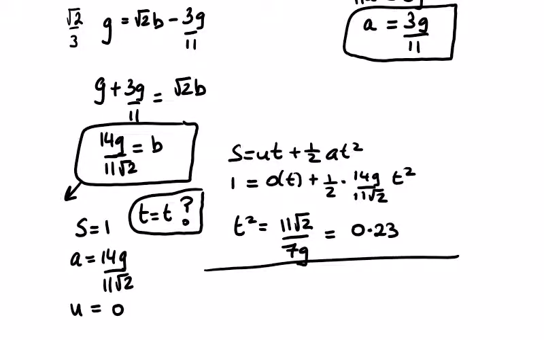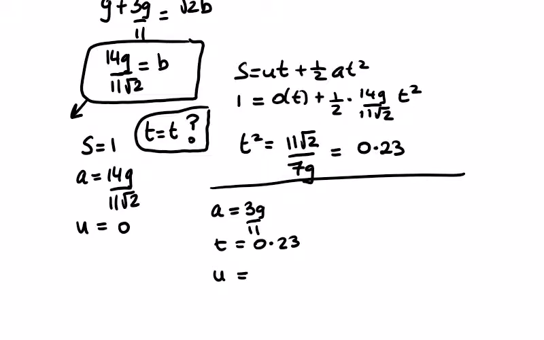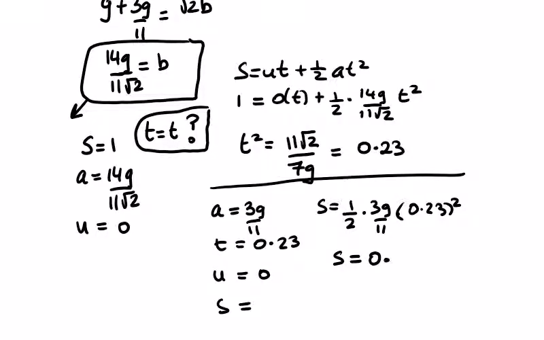So we just sub this in, we have the acceleration for the other particle of 3g over 11. We have time of 0.23. It started from rest, u is equal to 0, and we know the distance it would have traveled. So s is equal to ut plus a half at squared, so it's just a half by 3g over 11 by 0.23 squared. And typing this into a calculator gives an answer of 0.3 meter, rounded to one decimal, or 30 centimeters if that's what they were looking for. So, I hope you got to the end.